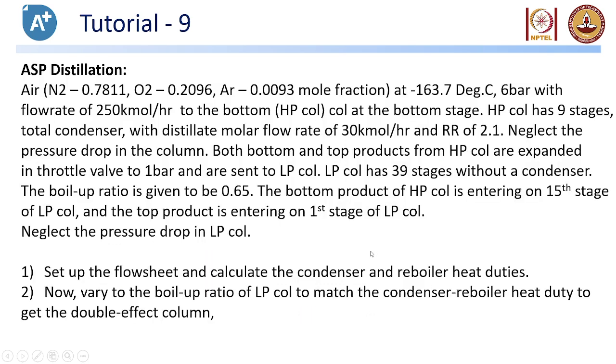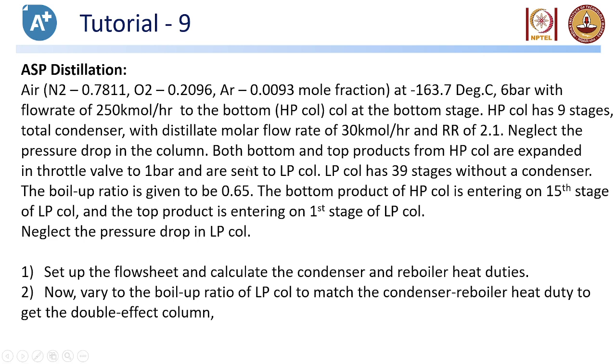That's what it refers to. Okay. The bottom column has 9 stages, a total condenser, a distillate molar flow rate of so and so value, and a reflux ratio of 2.1. Neglect the pressure drop in the column. Okay. Now those are the column specifications, which are completely specified.